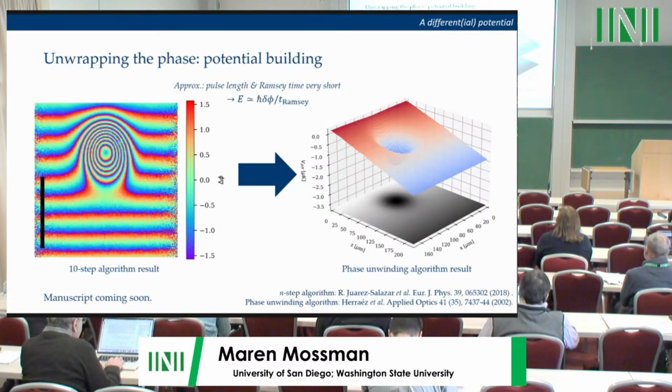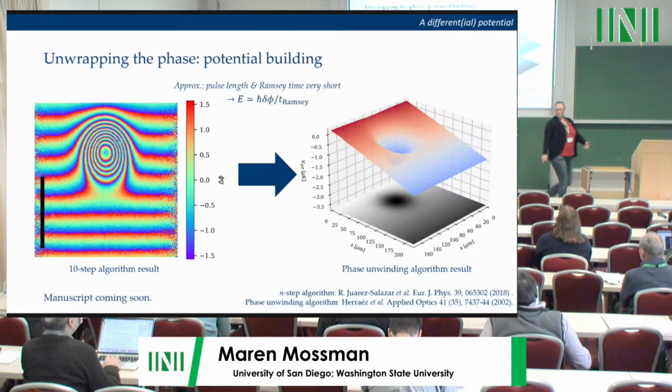I take this 10-step algorithm, and then I unwind it. And there are different algorithms that you can use for this. We used a couple algorithms that are cited here. And so I can recreate my optical potential. So I can recreate a surface of this. So this downwards tilt is my magnetic gradient, and this hole right here is my potential. So that's kind of cool. We can recreate potentials that are extremely weak.